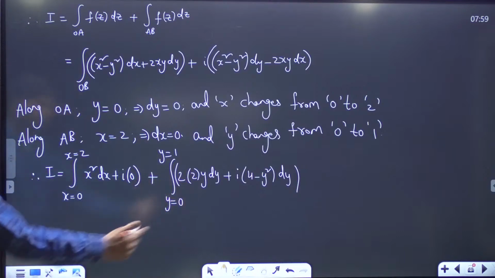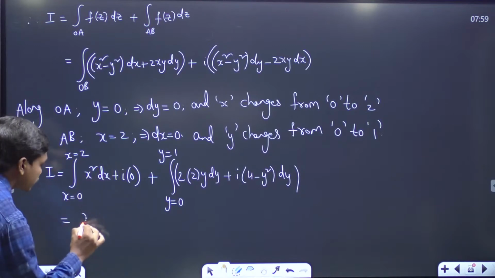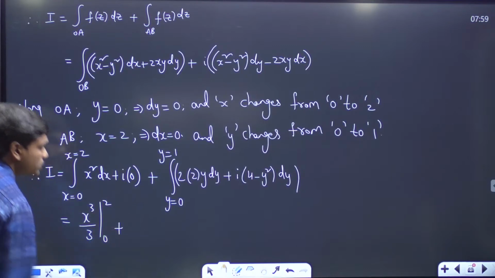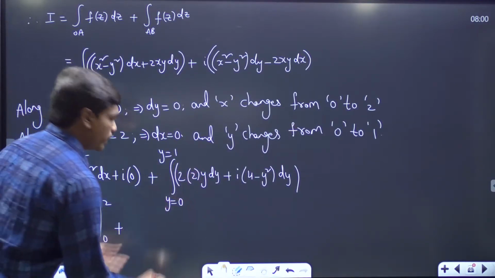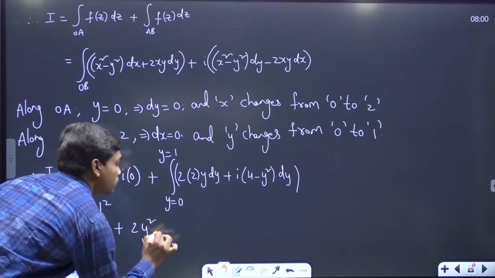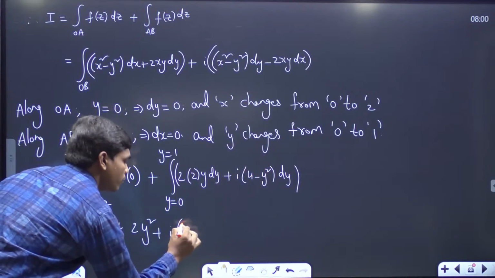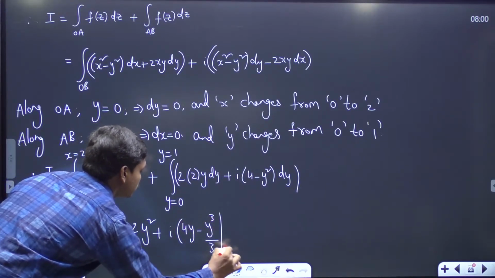Okay, so now it's a simple calculation that you could do. The integral of x² is x³/3 within the limits 0 to 2, plus this is 4y, so the integration of 4y is 2y², plus i into the integration of (4 − y²) is 4y − y³/3 within the limits 0 to 1.